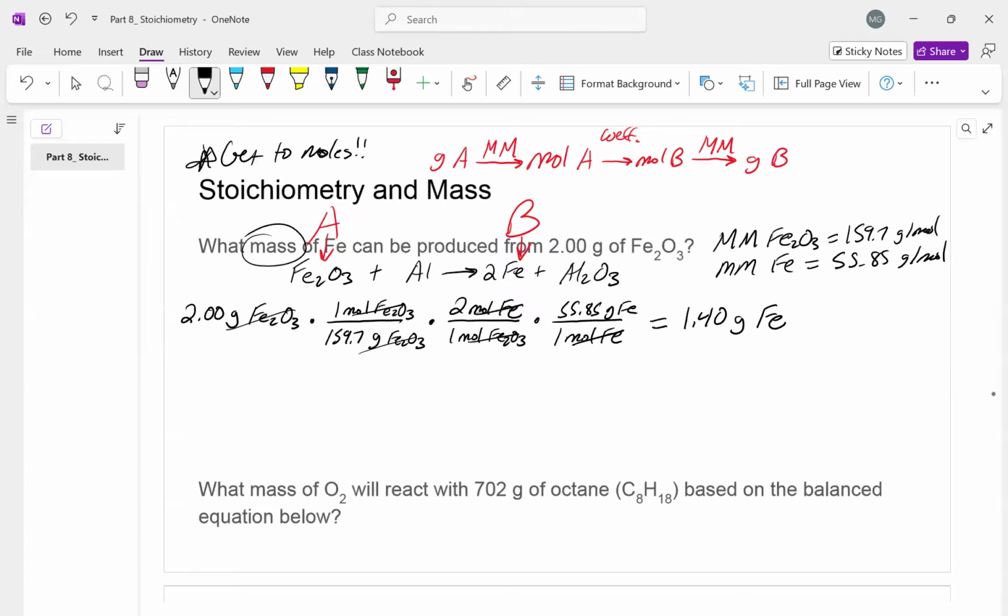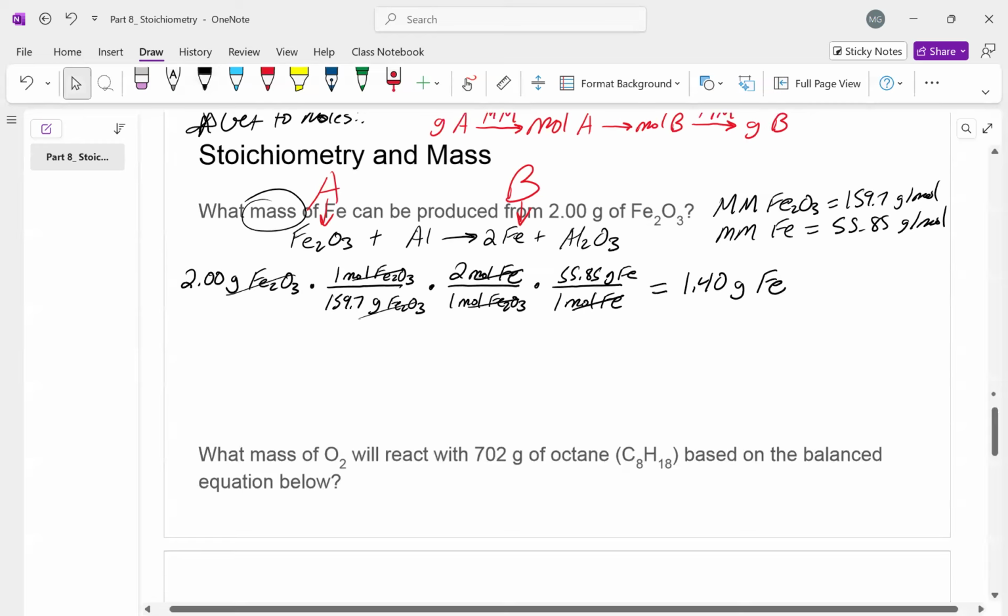Now you might ask, well, what about the aluminum or the aluminum oxide? If the problem doesn't mention them, then we don't care. We are not finding anything out about them. In our next day of lectures, we'll start incorporating the other reactants when we talk about, well, what happens if we don't have enough moles? What happens to the reaction? So we'll get to that.